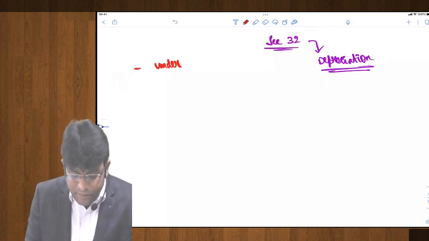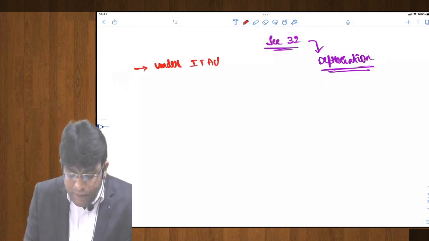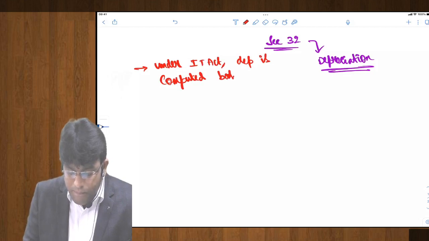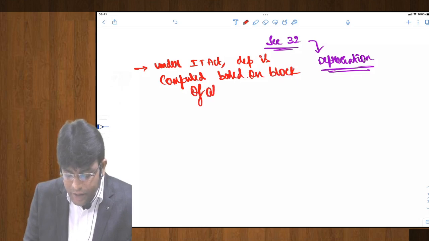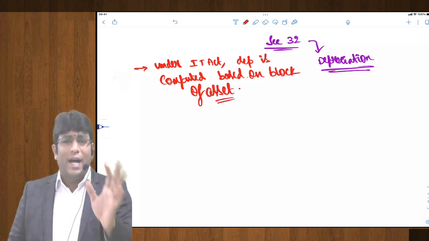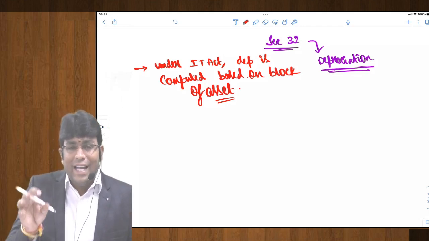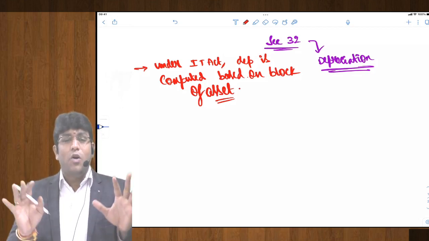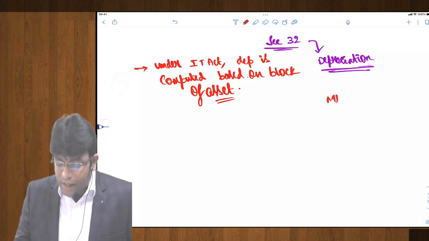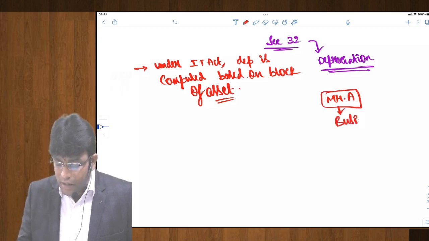See now. Let me tell you the first and foremost important point, my dear friends. Number one, under Income Tax Act, depreciation is computed based on block of asset. Wow, what a lovely word, my dear friends. What is that word? Block of asset. When we say that we will calculate depreciation on the basis of block of asset, imagine for example, there is one person, Mr. A. He is carrying on business.